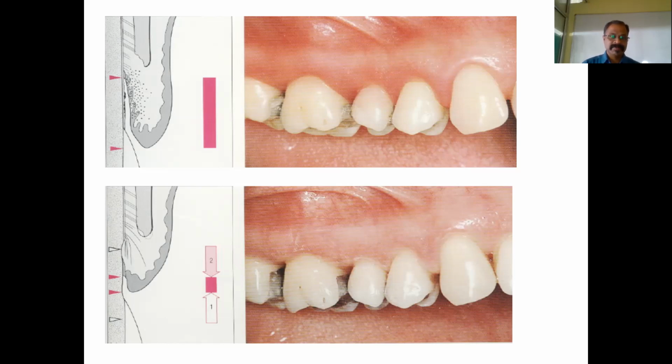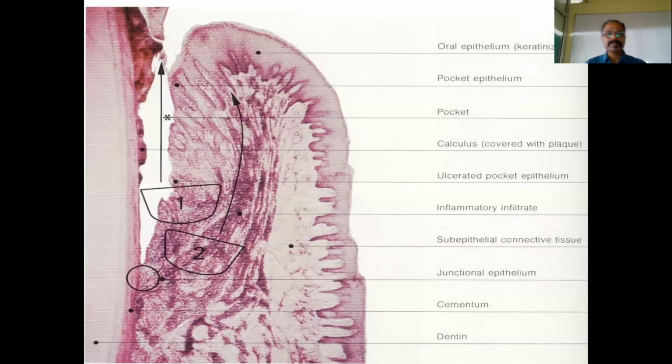So you see here, the red mark, which was the base of the pocket, has now come to here. That means there is a shrinkage of the gingiva. This much of gingiva is shrunk, thereby there is a reduction in the pocket depth. So you see now the gingiva looks very healthy. It looks pink, and all the features of inflammation are now reduced or eliminated.